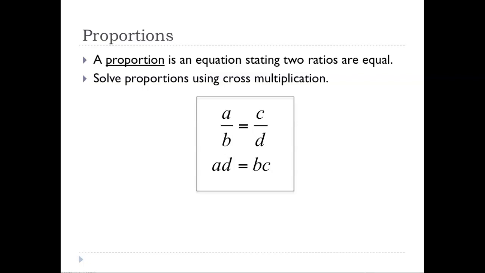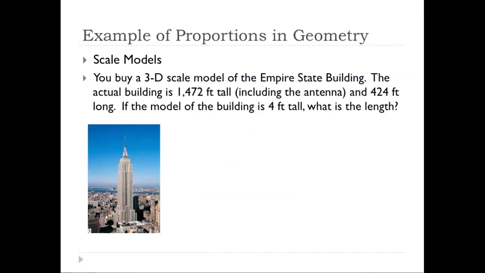Now, some examples of proportions in geometry. One popular example would be scale models. So let's say you buy a 3D scale model of the Empire State Building. Now, the actual building is 1,472 feet tall, including the antenna, and 424 feet long. If the model of the building is 4 feet tall, then what is the length?